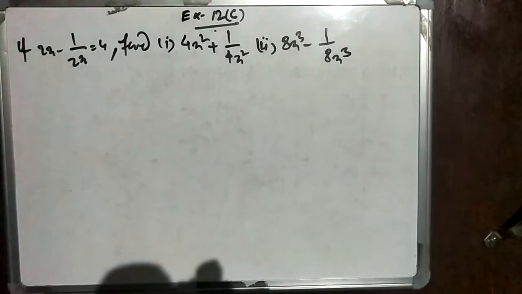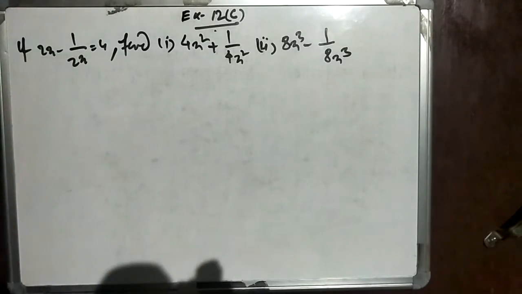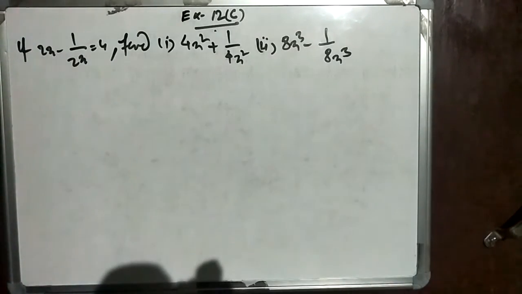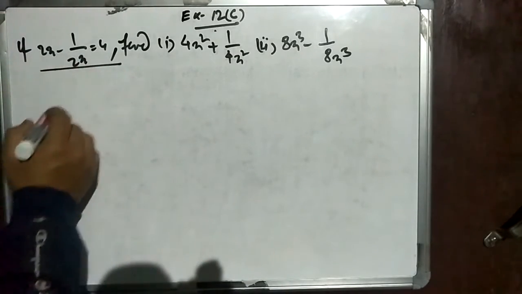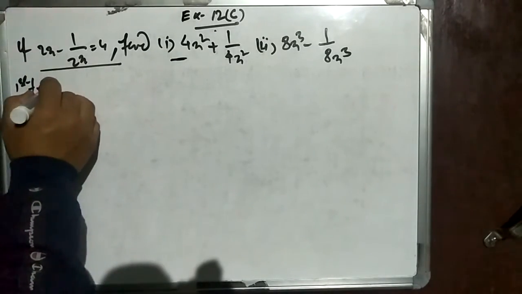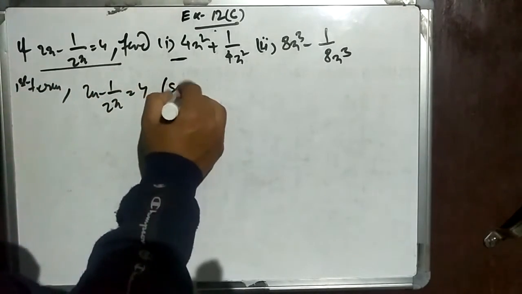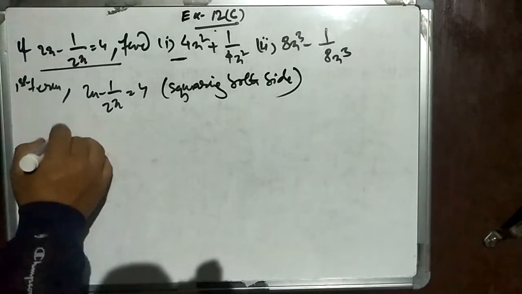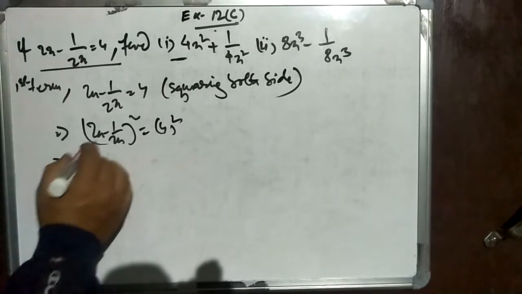Now the last question I'm doing from this exercise will be similar to the other equations as well. So this question will help you solve the other questions of this exercise as well. So we have here 2x minus 1 by 2x equal to 4. To solve this, the first term, we can write 2x minus 1 by 2x equal to 4. So squaring both sides, we have 2x minus 1 by 2x whole square equal to 4 square.